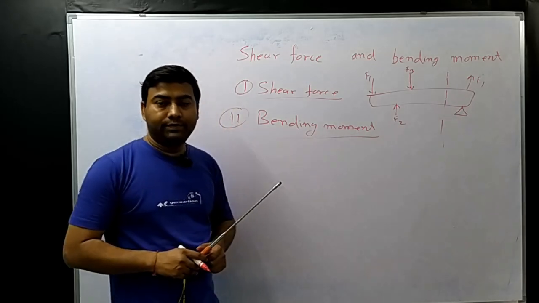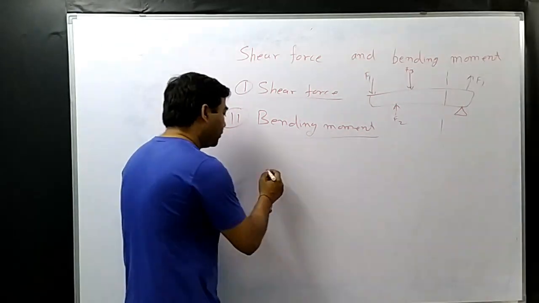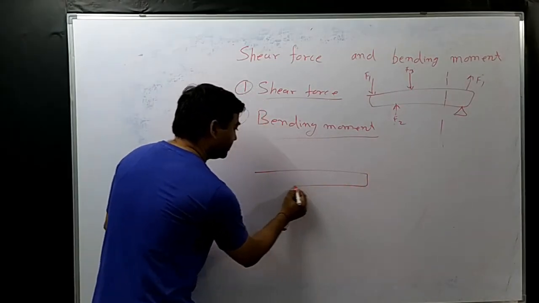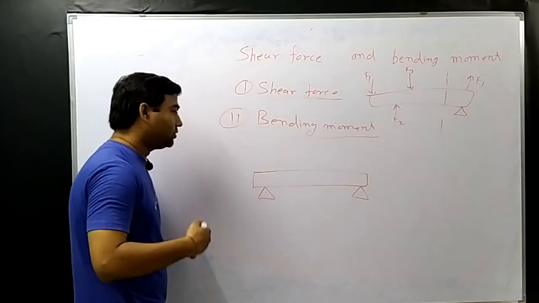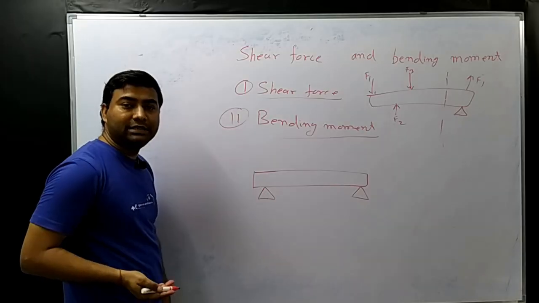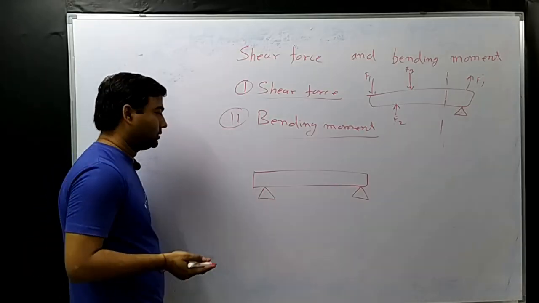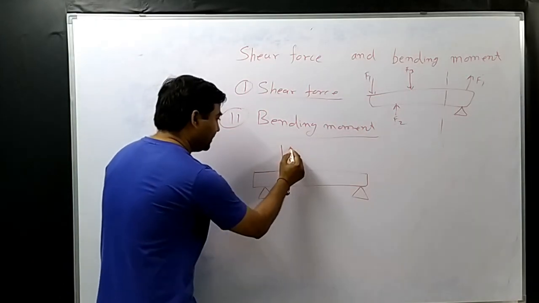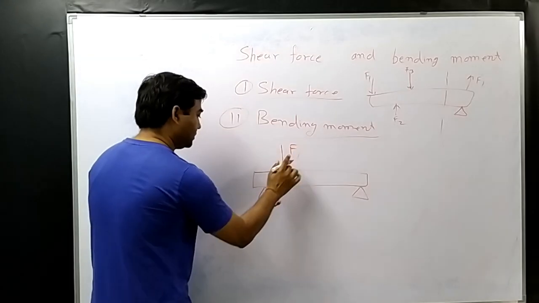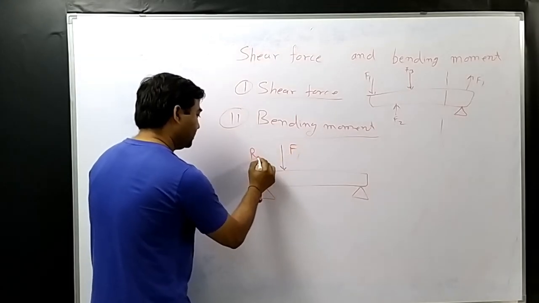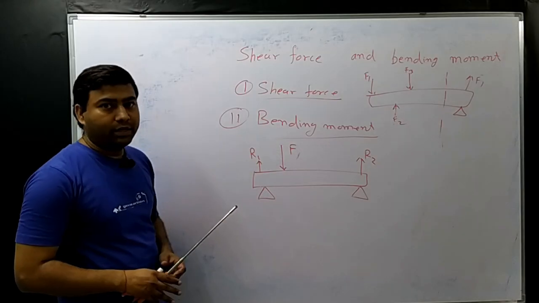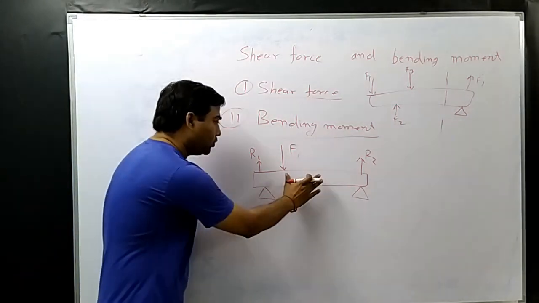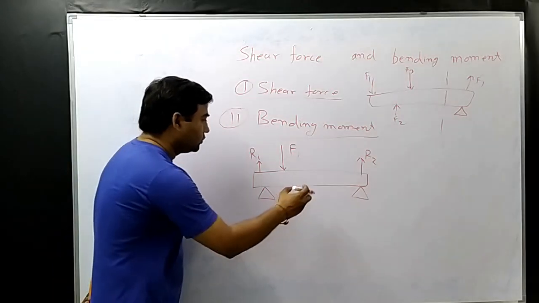Next is bending moment. For a beam, just take a simple example. So this whole discussion will clarify your understanding about equilibrium. Let the force F be acting. Here reaction R1 and here reaction R2. Now bending moment. So this body is in equilibrium.